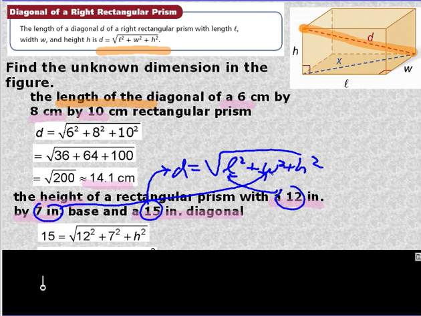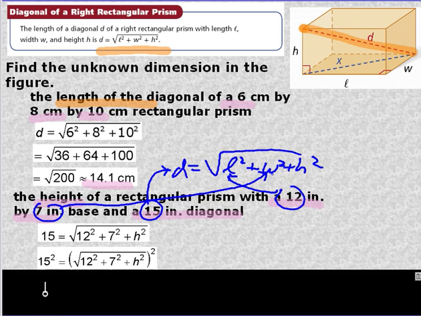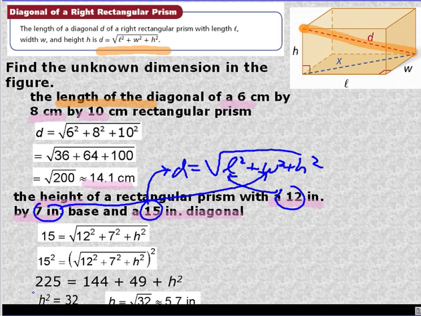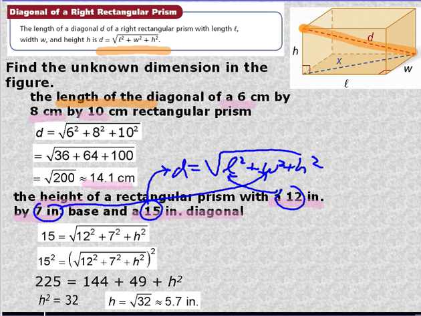Again, the first thing you want to do is, well, you could do it a number of ways, but the first thing is to get rid of the square root by squaring both sides. That undoes the square root, and then you square the 12 and the 7. If you add those up and subtract from 225, you get h squared is 32. When something is squared, we have to take the square root to solve. So we get the square root of 32, which is 5.7 inches. Nice.